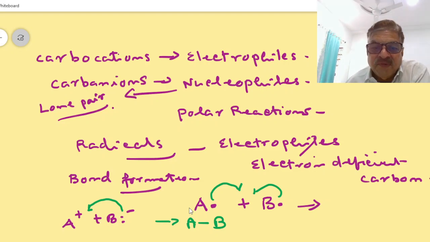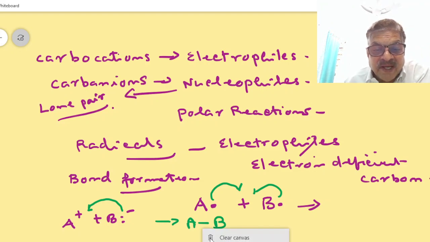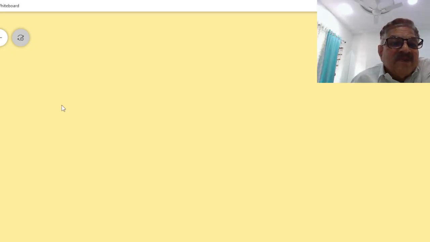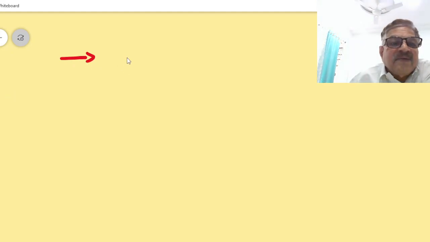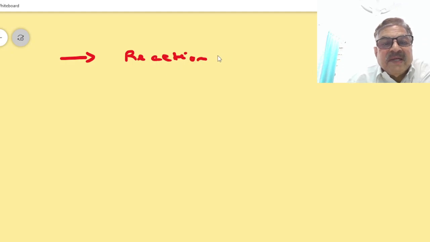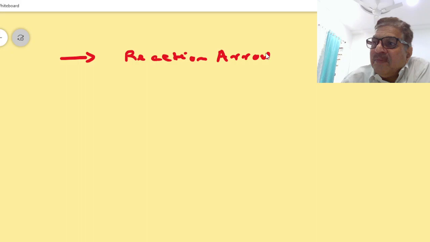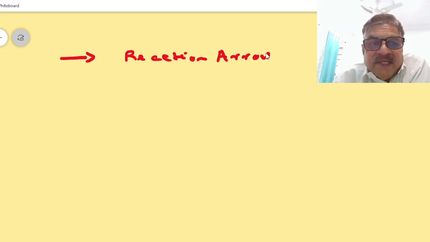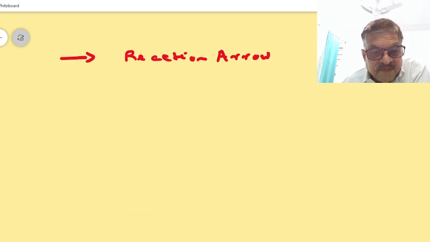Before I conclude, I just want to give you a brief account of the different types of arrows. You must have been thoroughly confused with the different types of arrows used in organic chemistry. Simple thing: this is the reaction arrow. You should not get confused. The reaction arrow is drawn between the starting materials and the products in an equation.